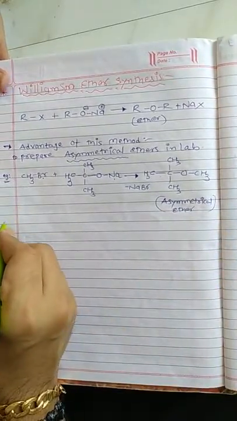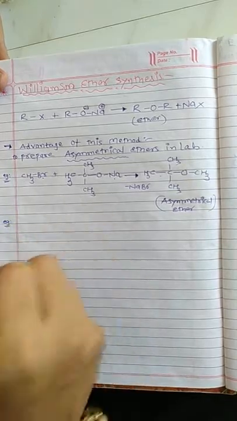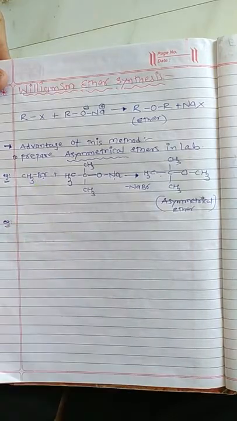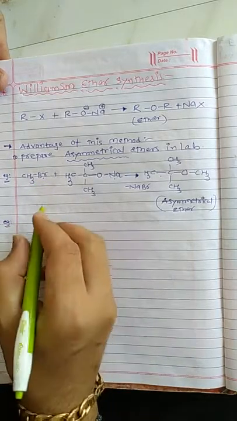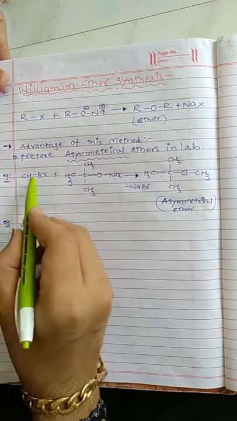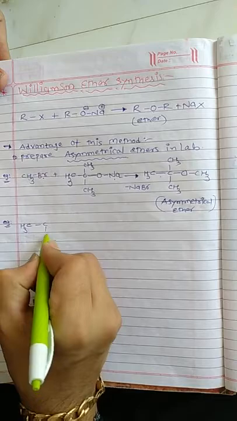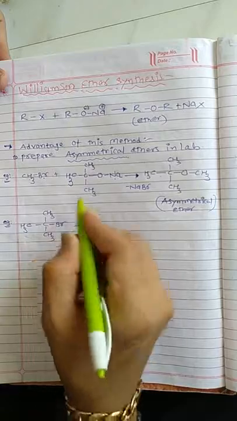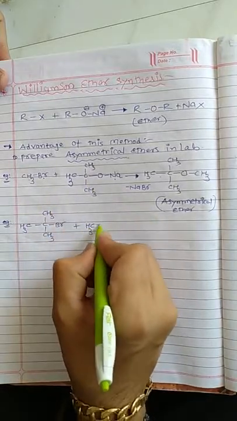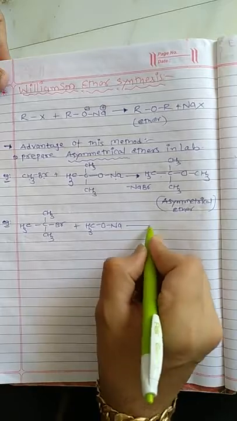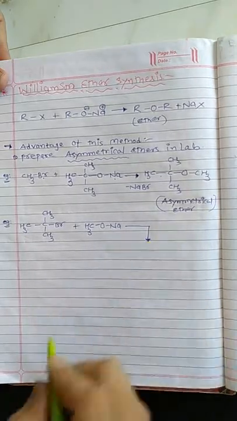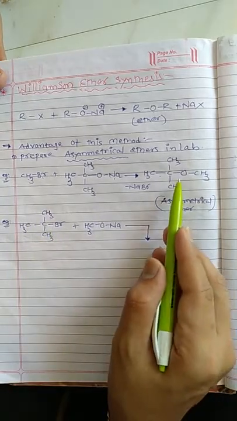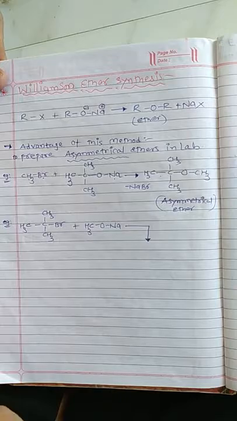Now we will check a different example. So the limitation of Williamson synthesis should be found from here. Instead of the RX group, suppose I choose a tertiary group over here. If I exchange this alkyl group only, I will get a compound like CH3, CH3 having Br, and CH3 comes over here, so it will give CH3ONa. In this case, if we have a tertiary haloalkane, then it will not give ether, but it will give alkene as a product. How? Let us check.